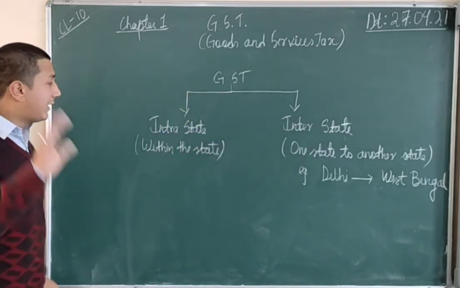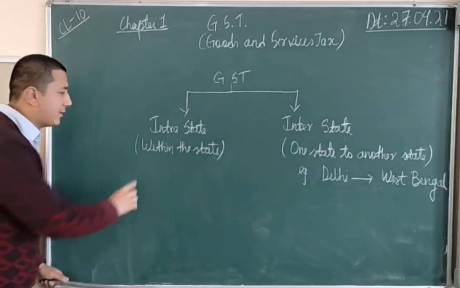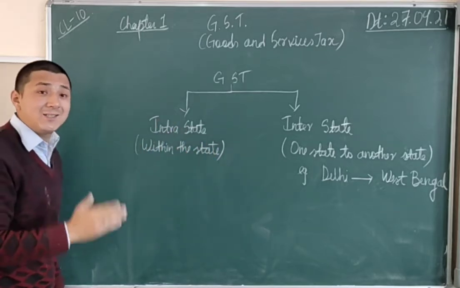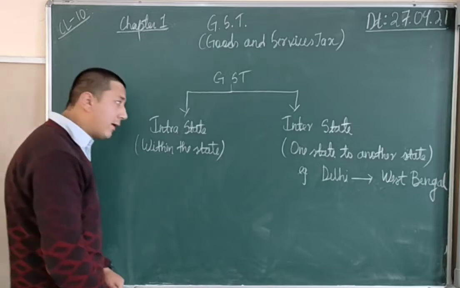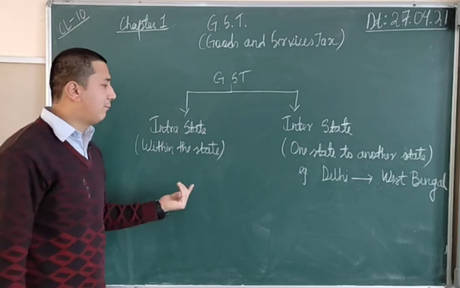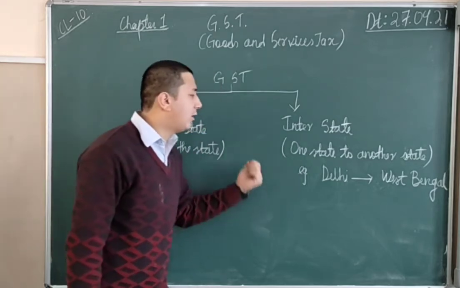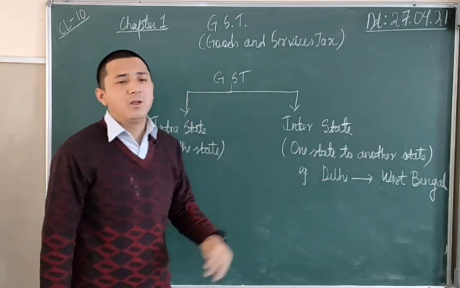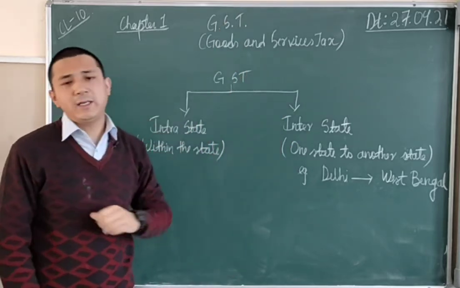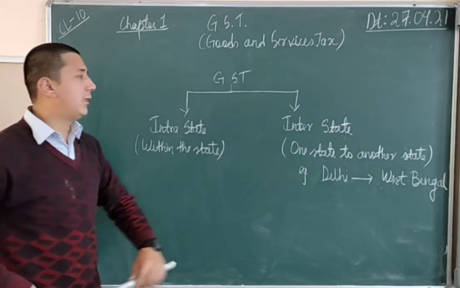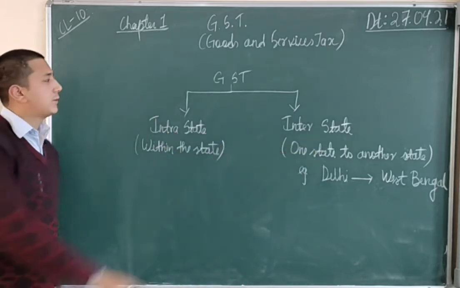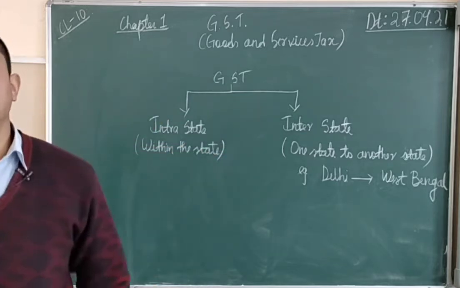Am I clear? So intrastate means, please note down, it means within the state. The transaction is happening within the state. Alright. Interstate means from one state to another state. For example, from Delhi to West Bengal, or from Delhi to Rajasthan, or from Mumbai to another state. So from one to another it is inter, within is intra. Please pause the video, note it down till here.